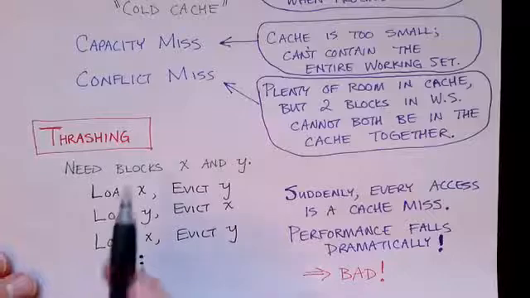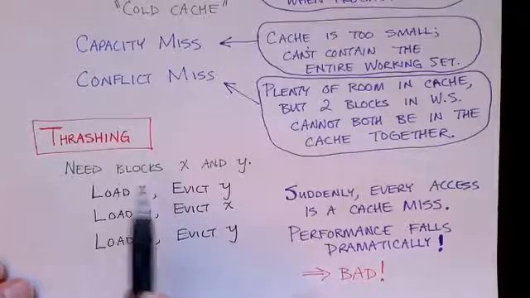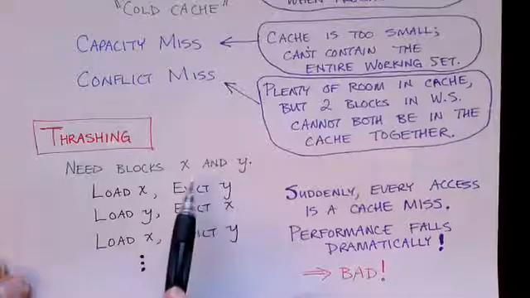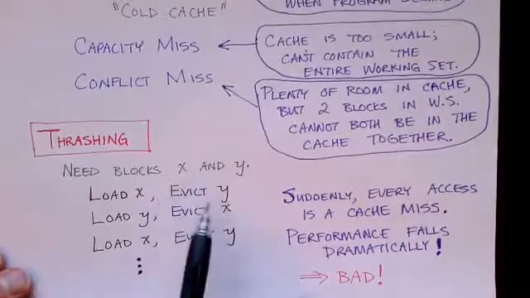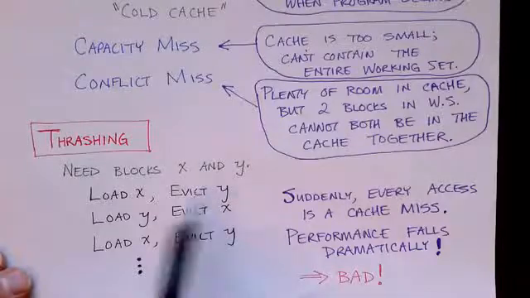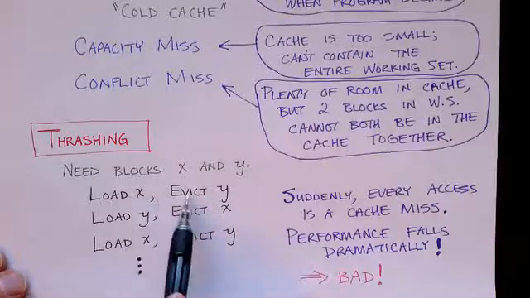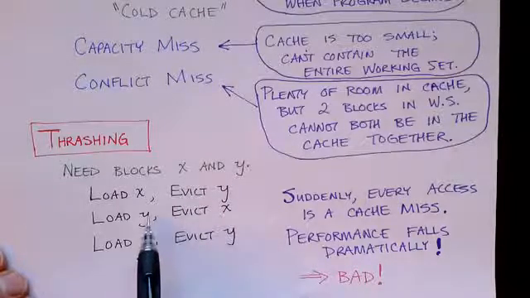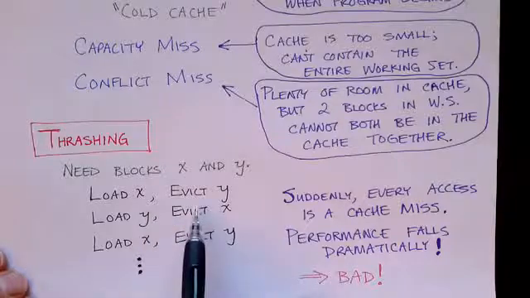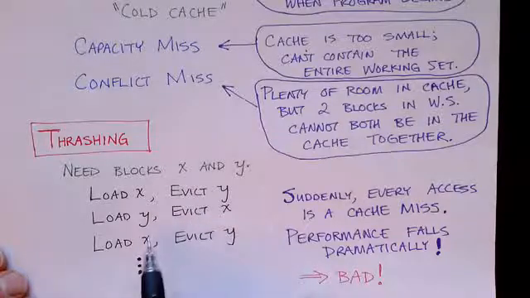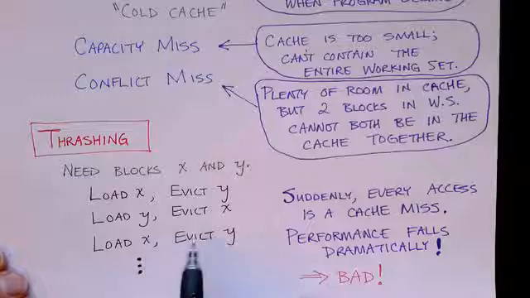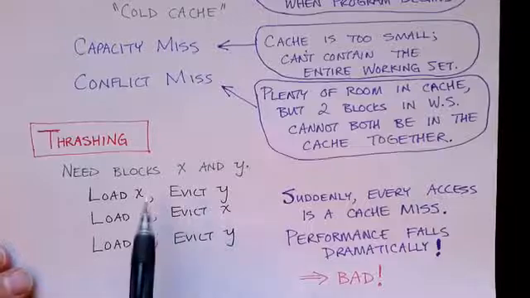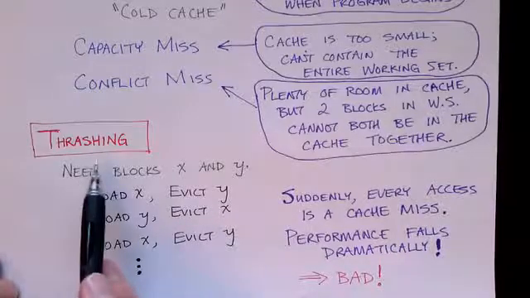And one thing that can go bad is, look at this situation here. Imagine that both blocks X and Y are in the working set, and somehow they map to the same place, or for some reason when we load X we end up evicting Y, and then because they're both in the working set, pretty soon we need Y, and when we load Y we evict X, and then pretty soon again we need X once more, and so we load X evicting Y, and this process goes on and on. So we've got a very serious situation, and that situation is called thrashing.